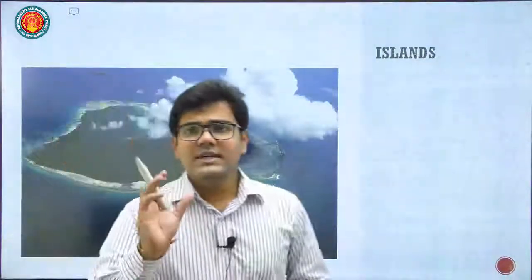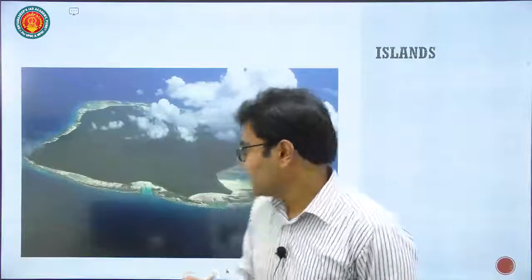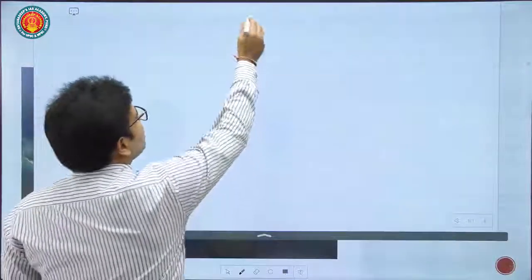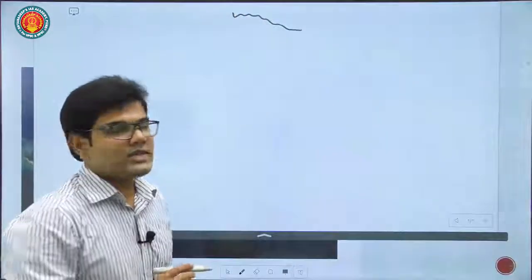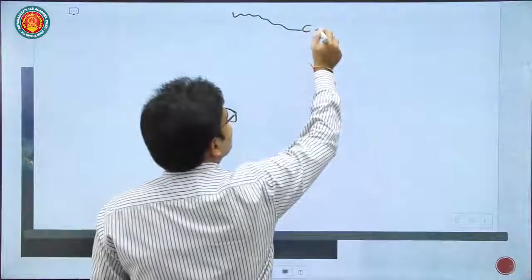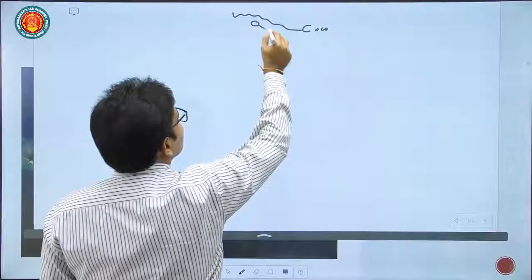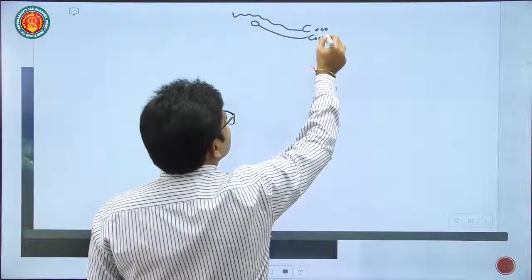Now we will see in detail each island and its unique features. This is the diagram of the islands of the Andaman and Nicobar. We will see each island in detail. From the north, we have the Coco Channel. Then we have over here the Coco Islands.